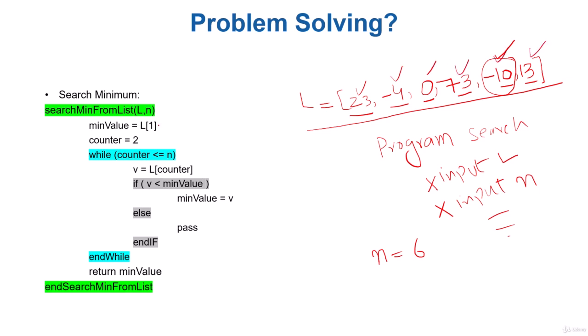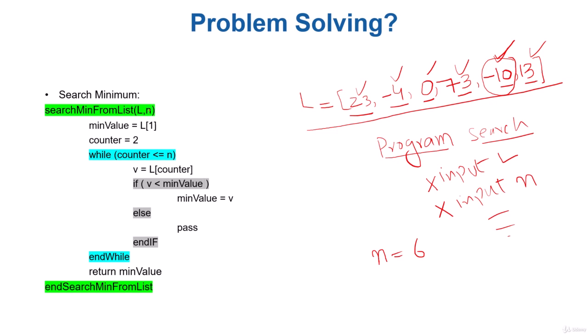These are 6 values. So it is a good practice to, rather than writing program and then this, just write the name of the problem you are going to solve. In this particular case, the name is search minimum from list. And then we are talking about this list L with total number of elements n. Whatever the values inside L are, we do not know.